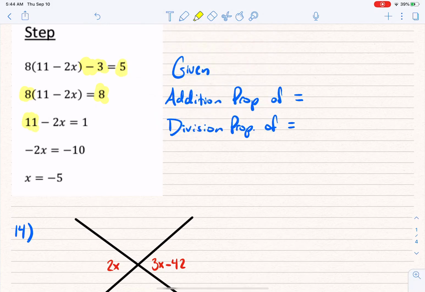And then lastly, let's see here, what happened? This 11 is gone and this 1 changed. And so clearly we subtracted 11 from both sides, so that's the subtraction property of equality.